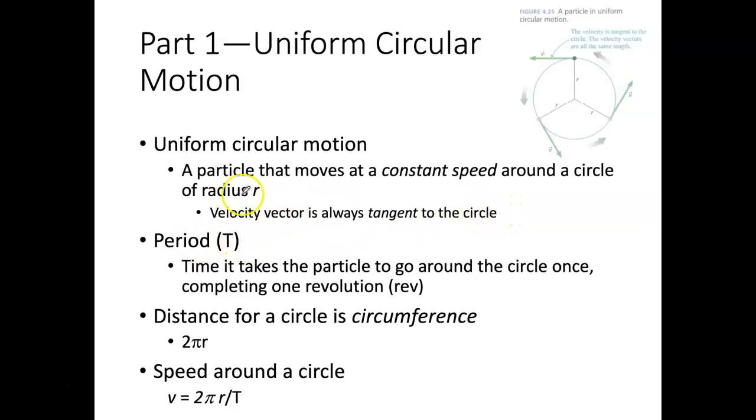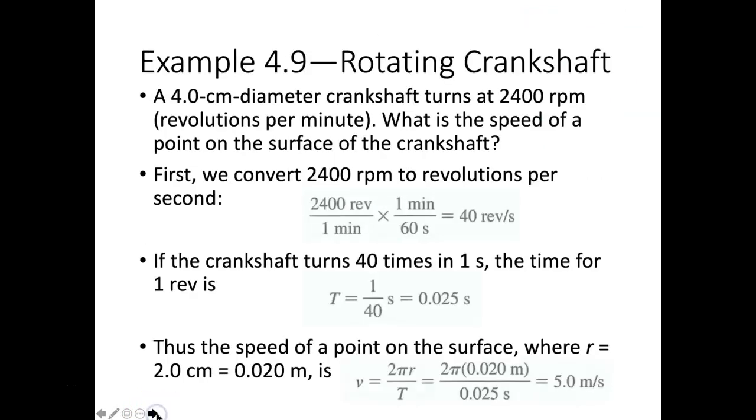We always have to remember that we have a radius r here, and that radius r will be the same the entire time too. Period is just the time it takes for the object to go around one time in a circle, and that would be one revolution. And the distance around the circle is the circumference, and the speed around a circle is 2 times pi times r, and we're going to divide that by T, where T is period. And I know it's tempting to say it's time, but we really want to call it period because that is the time for it to go around one time.